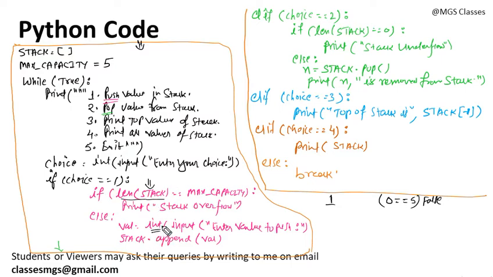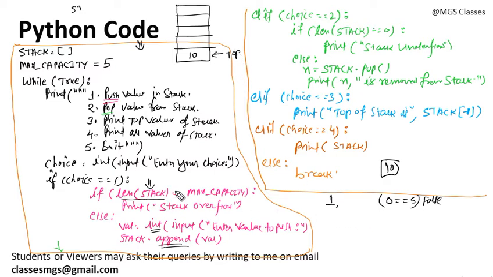This code will be entered, and the value will be asked from the user. Let's suppose the user has entered the value 10. Then this 10 will be appended into this stack. Let's suppose this is the stack you are implementing, with a capacity of 5 elements. So 10 will be inserted into the stack and your top will be there.